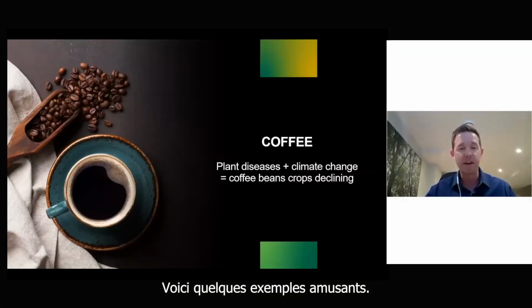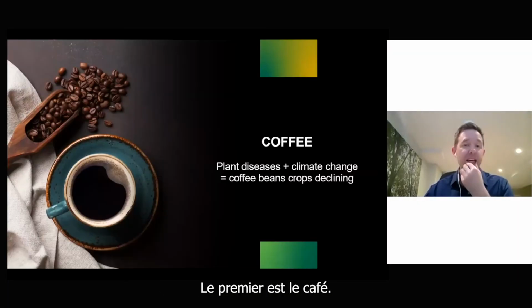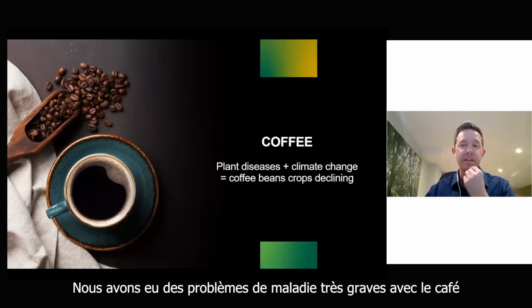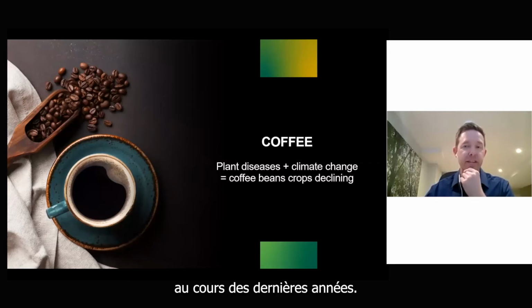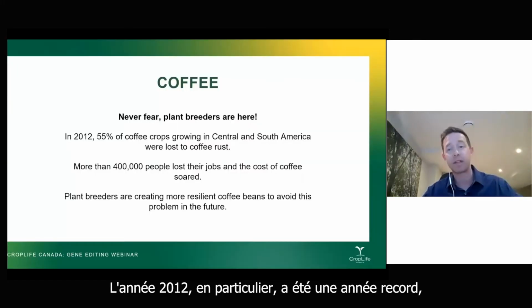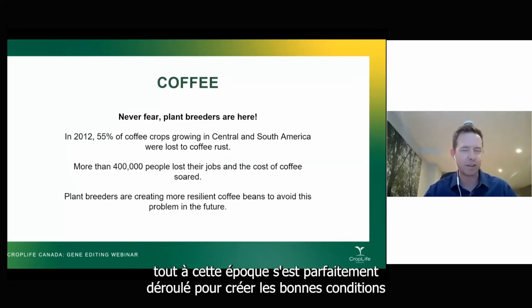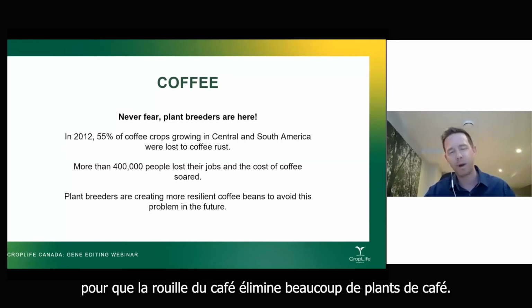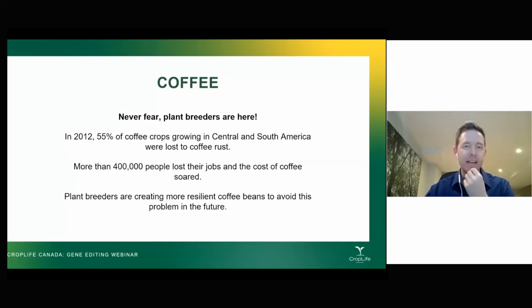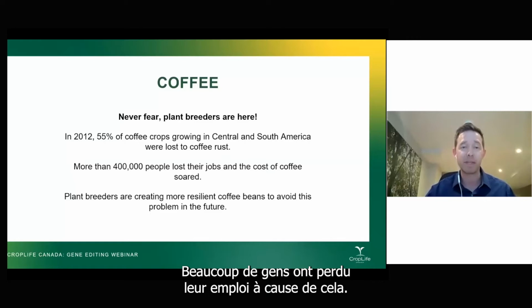So a couple of fun examples. One is coffee. We've had some really serious disease problems in coffee over the last number of years. 2012 specifically was a real highlight year where 55% of coffee grown in Central and South America was lost to coffee rust. Just everything in that time circled perfectly to make the right conditions for coffee rust to kind of wipe out a lot of coffee plants. A lot of people lost their jobs because of that.